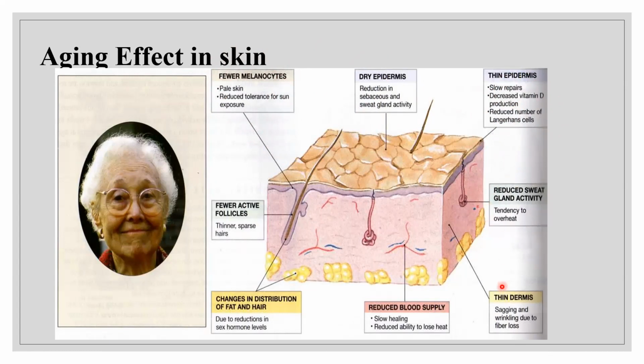Sweat gland activity is reduced. The dermis becomes thin, which causes sagging and wrinkling due to fiber loss, reduced blood supply, and slow healing. There are changes in the distribution of fat and hair due to reduced sex hormone levels. They will become heat intolerant, with fewer active follicles and thinner, sparse hair. The hair becomes less and less.